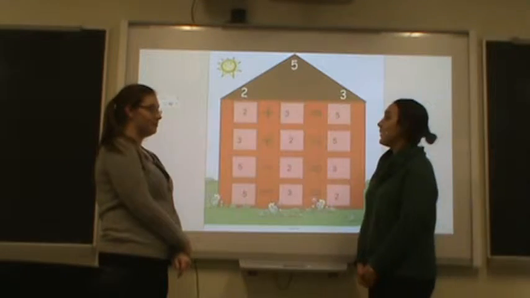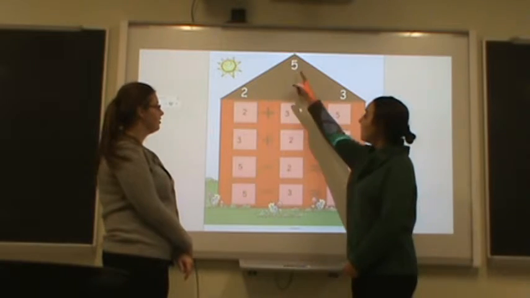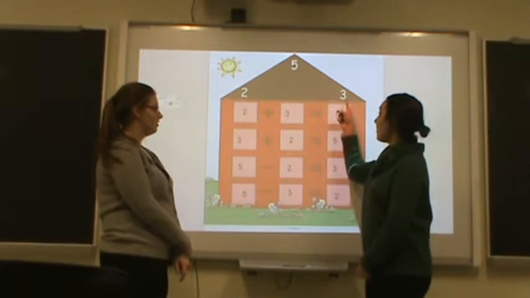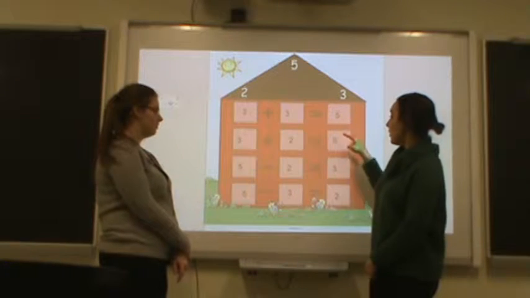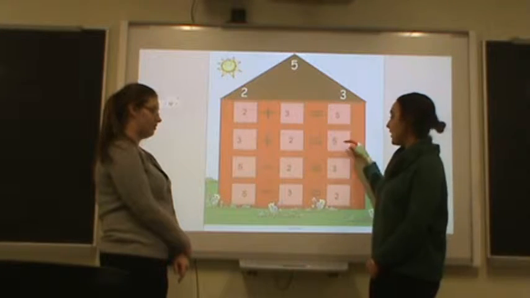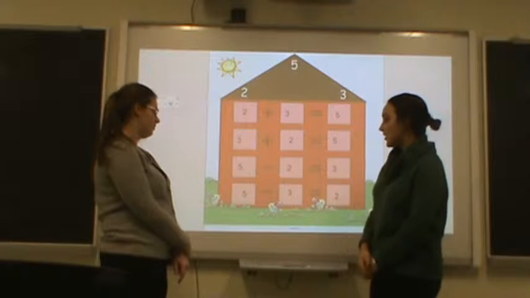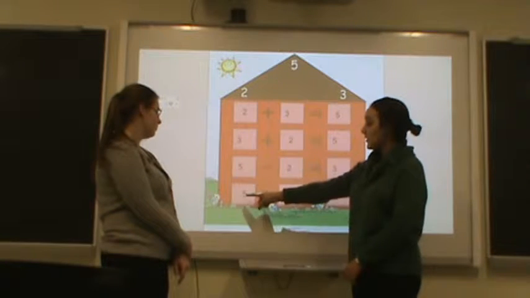So the first fact family we have is using the numbers 5, 2, and 3. For the addition math sentences, the largest number always goes last, and it's what it equals. For subtraction, the largest number always goes first.